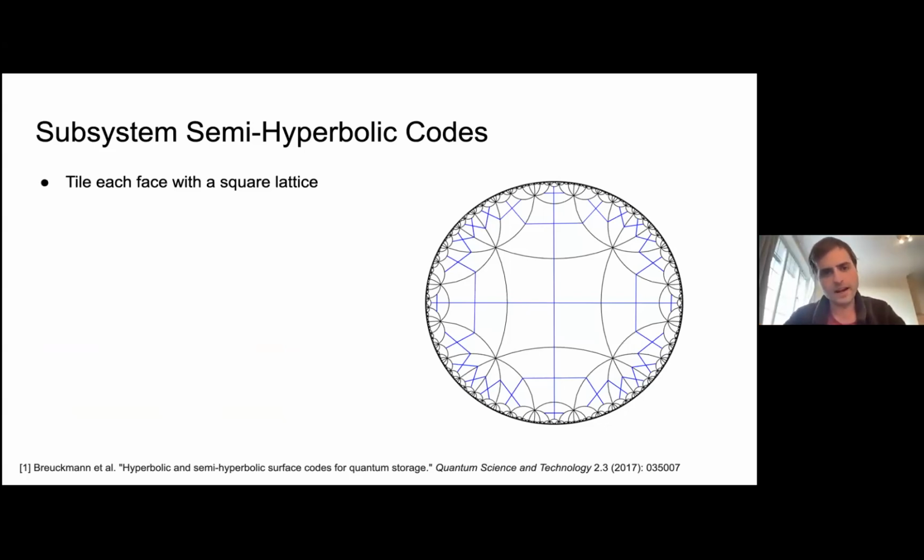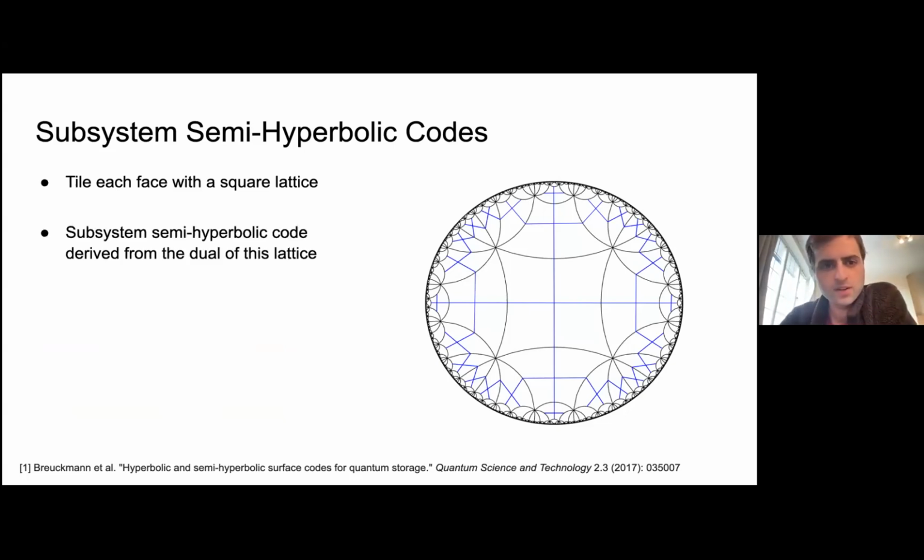Okay, we also consider semi-hyperbolic lattices. Here we tile each face with a square lattice of a hyperbolic lattice. This has been done before for stabilizer or subspace codes. I'll explain the construction first. You tile each face with a square lattice, and then you take the dual of this lattice. So you exchange faces and vertices, and that gives you a lattice with the parameters which allow you to construct a subsystem semi-hyperbolic code. It needs to be degree 4, which is why you take the dual.